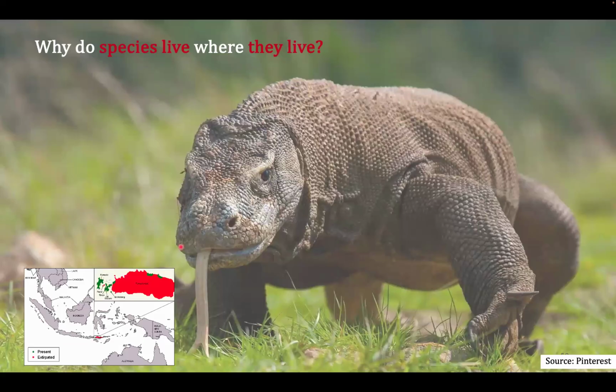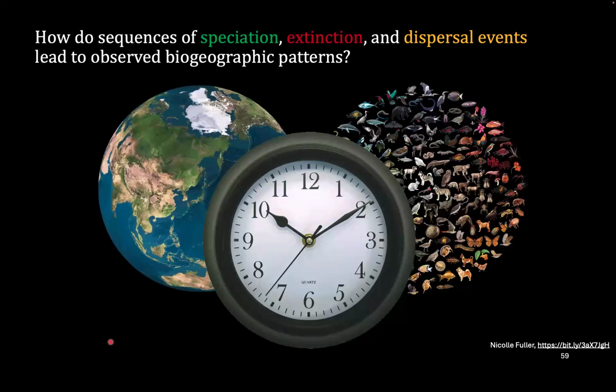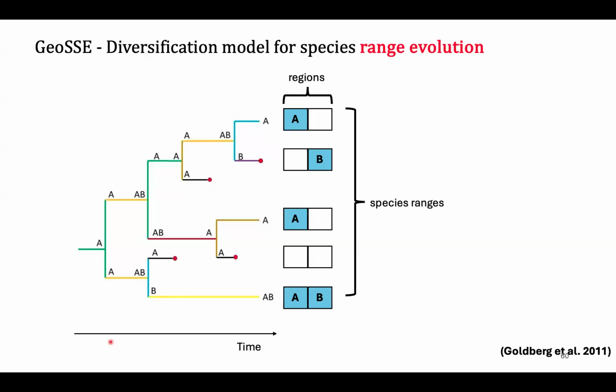So I have this figure here. So for example, why do species live where they live? I have a picture of a Komodo dragon here. It only exists in a few islands in East Nusa Tenggara province in Indonesia. So why does the Komodo dragon only exist in these few small islands in this particular part of the world? How do these sequences of speciation, extinction, and dispersal events relate to the present-day biogeographical patterns that we observe?